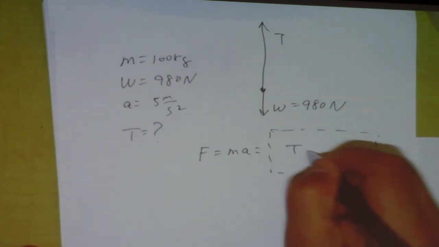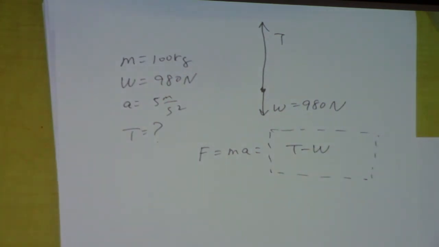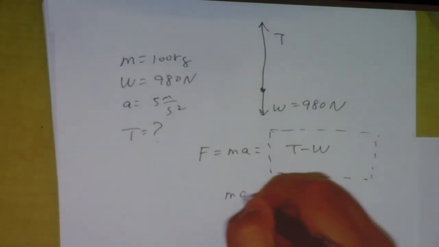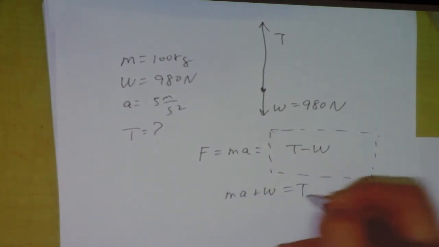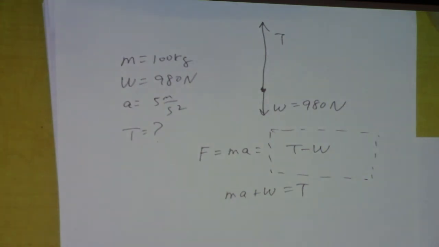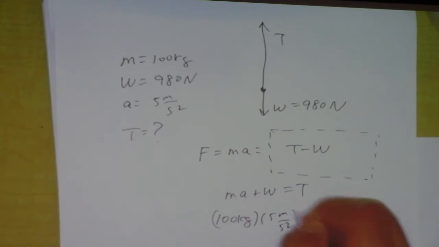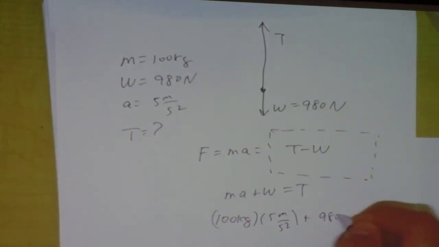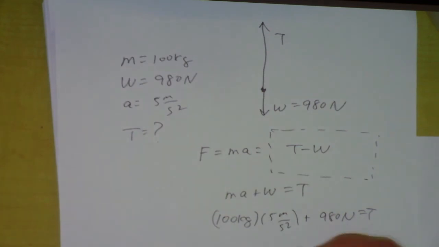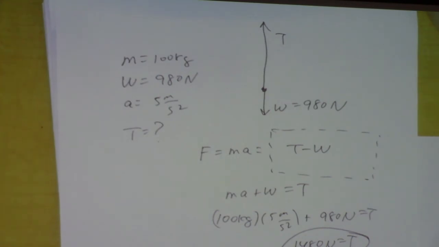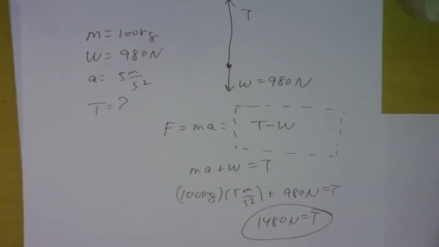So I'm writing tension minus weight. I'm trying to figure out tension. It's in Newton's second law, the part that I have over here, and then I can solve for the tension. So I'll have to add weight to both sides to give myself the tension. Okay, so 100 kilograms it was? Yep. Times 5 meters per second squared plus the weight, which is given as 980 newtons. So 1480 newtons. So the larger and larger the tension, the bigger and bigger the net force, the bigger and bigger the acceleration will be.